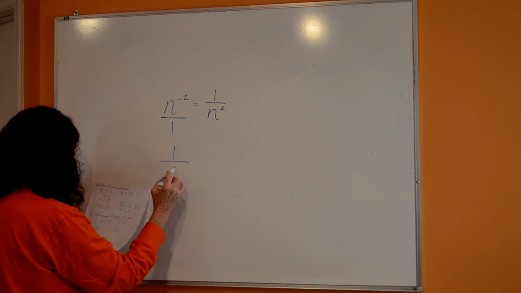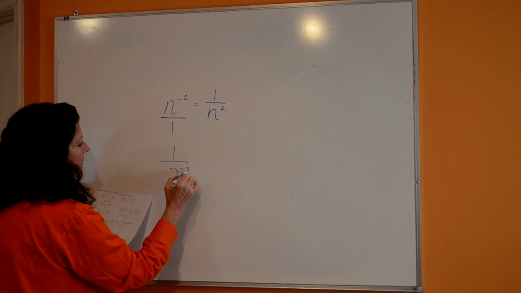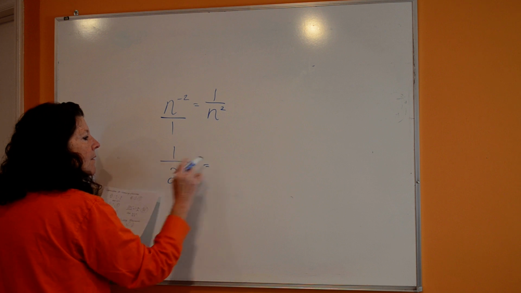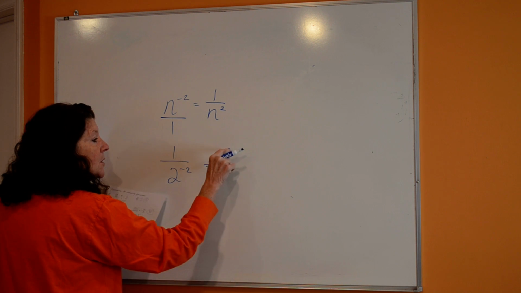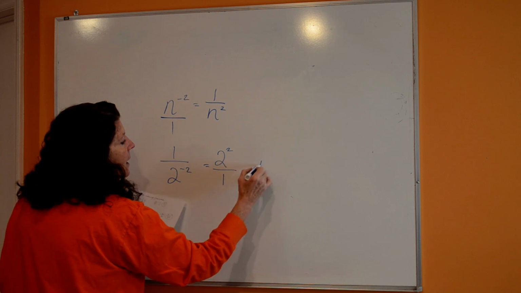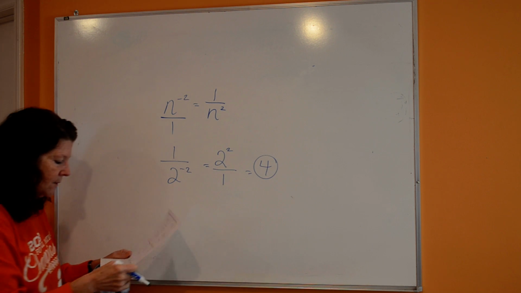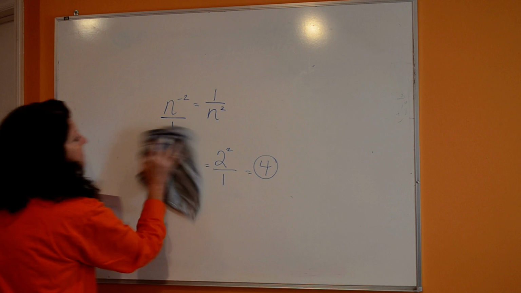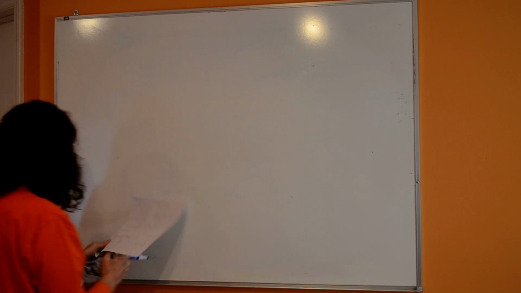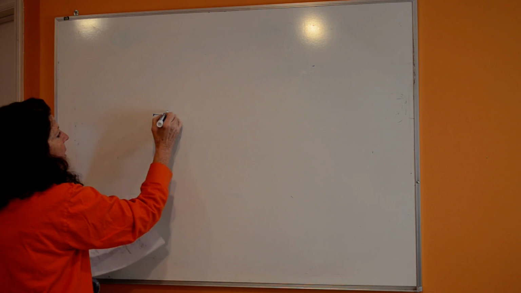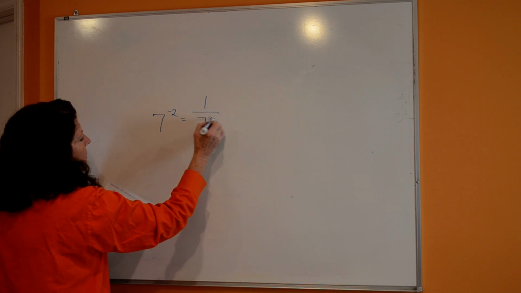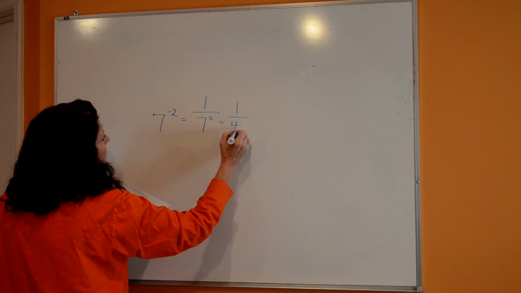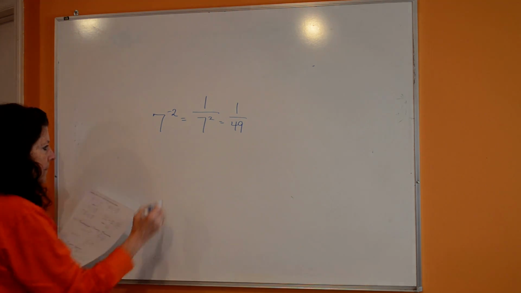If I have a 1 over 2 to the negative second, I'm going to get rid of the negative by bringing it to the top. So I write 2 to the second, negative is gone. That's the same thing as 4. If I have 7 to the negative second, that means I put 1 over 7 squared, and it's equal to 1 over 49.